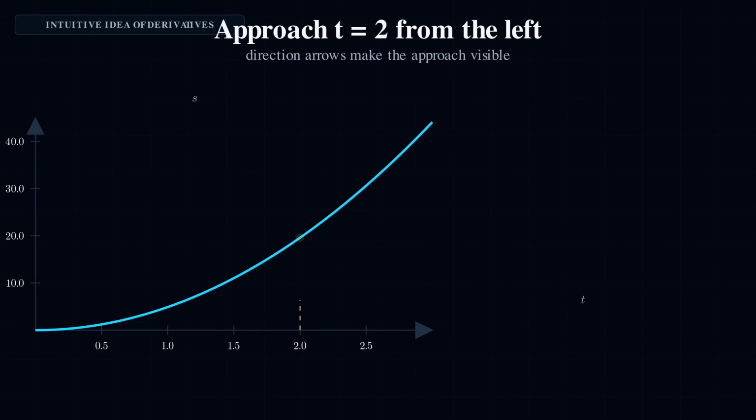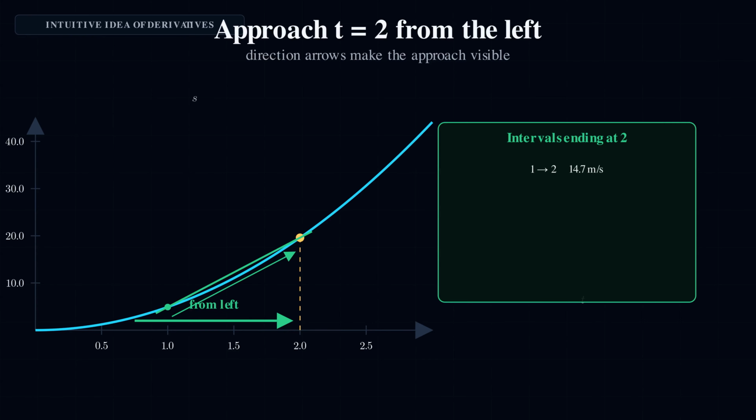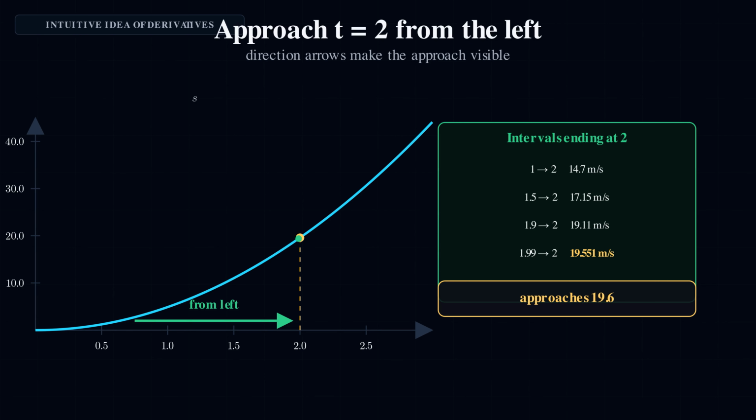Approach 2 seconds from the left. From 1 to 2, the average velocity is 14.7. From 1.5 to 2, it is 17.15. From 1.9 to 2, it is 19.11. From 1.99 to 2, it is 19.5551. The values move toward 19.6.